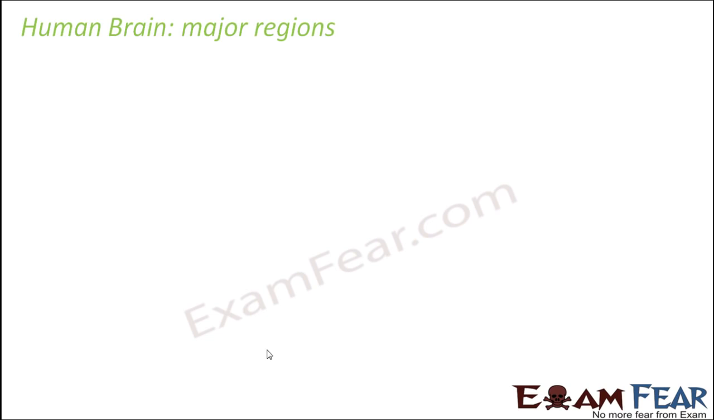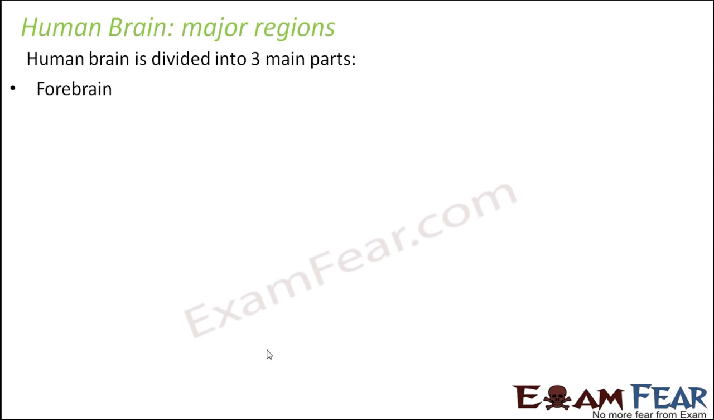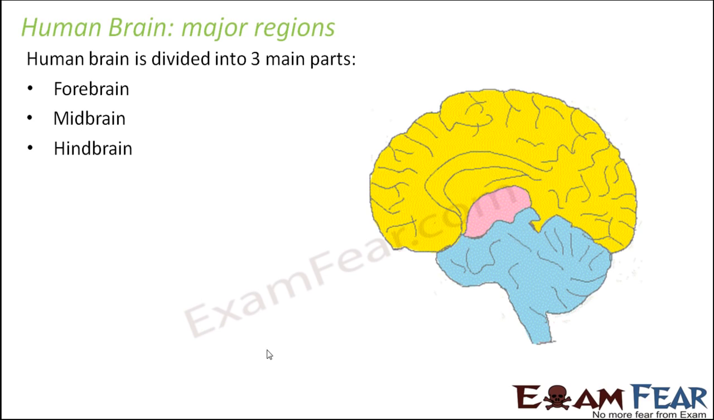So now we will talk about the major regions of the brain. If you look at the different parts of the brain, what are the various regions? That is what we will see here. Overall, the human brain is divided into three main parts: the forebrain, the midbrain, and the hindbrain. In this structure of the brain, you can see this is the forebrain, this is the midbrain, and this is the hindbrain. We will talk about the details of the forebrain, midbrain, and hindbrain in the next few slides.